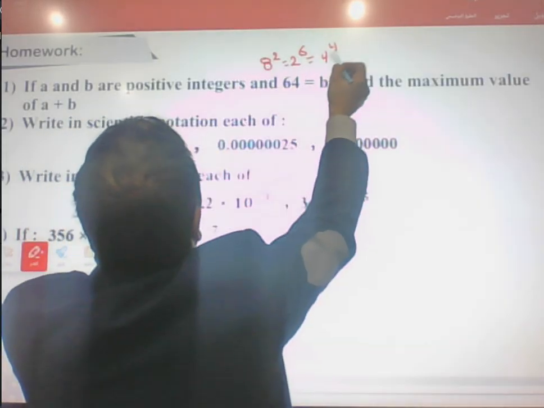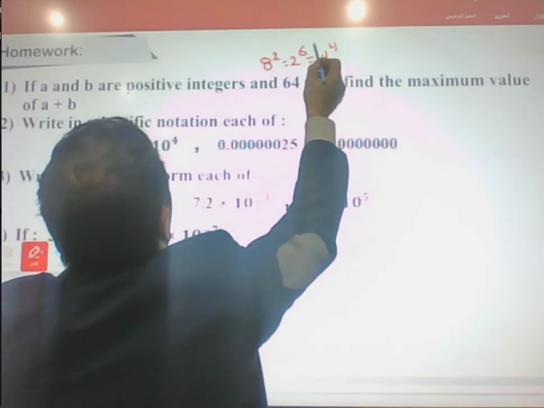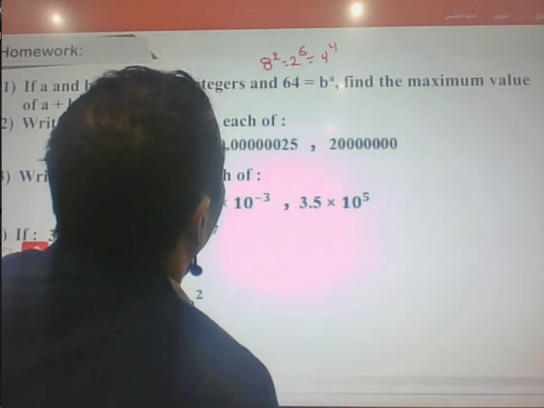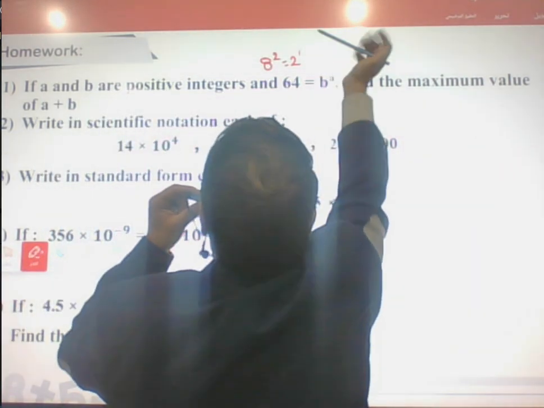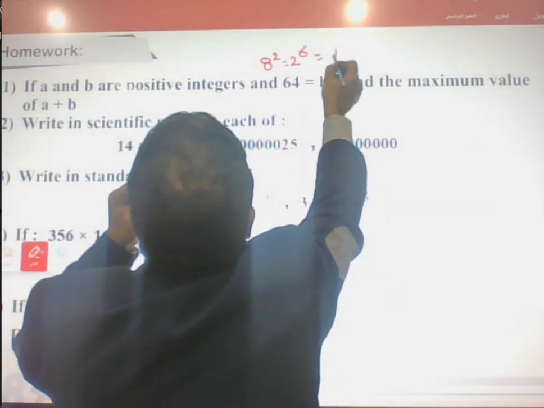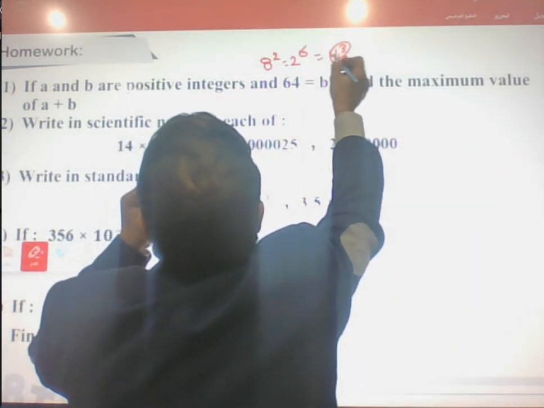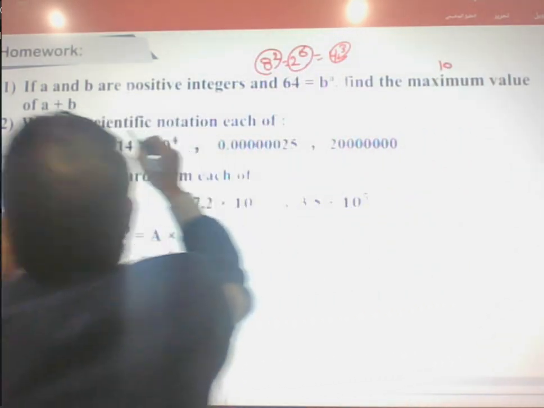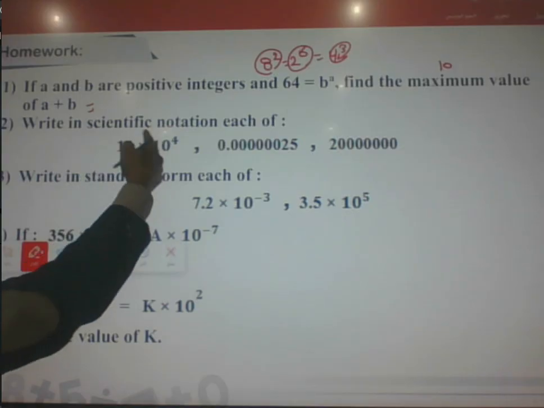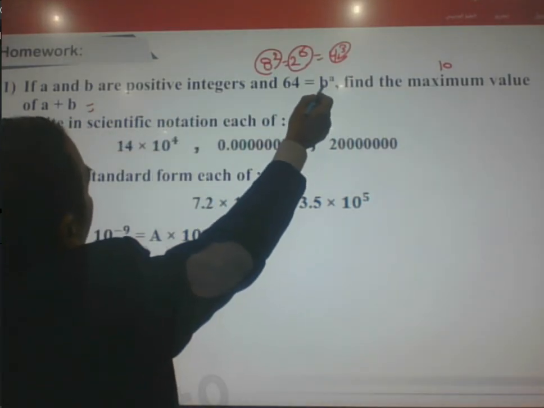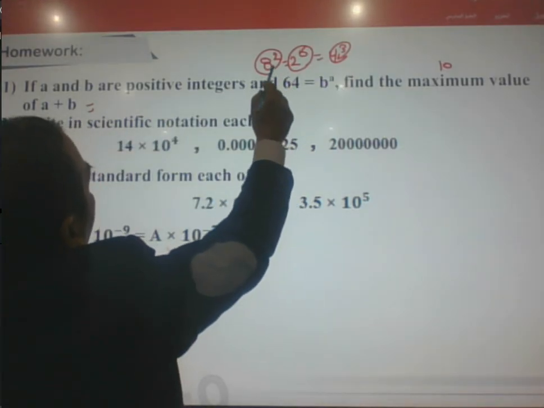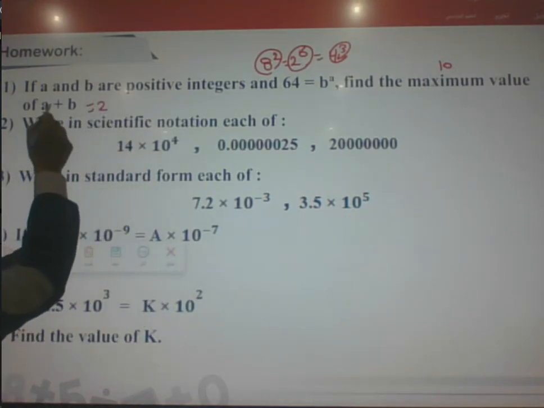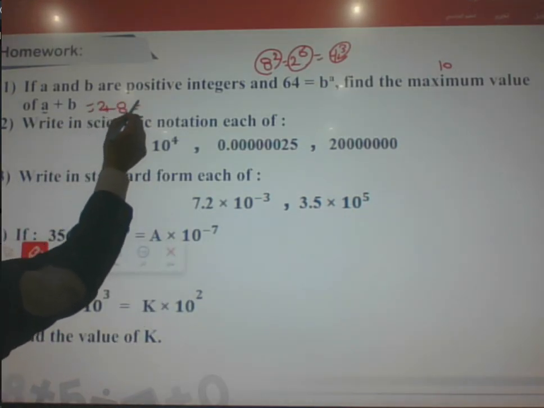Then you can collect 4 plus 4, 8. 2 plus 6, 8. 8 plus 2, 10. Okay. 4 power 3, yes, 2 power 6, 4 power 3. The summation 4 plus 3 equals 7, 2 plus 6 equals 8, 8 plus 2, 10. The maximum value will be 10. Right here, a plus b, b is the base and a the power. Then we have 8 plus 2, okay, 2 is the value of a, and 8 is the value of b.